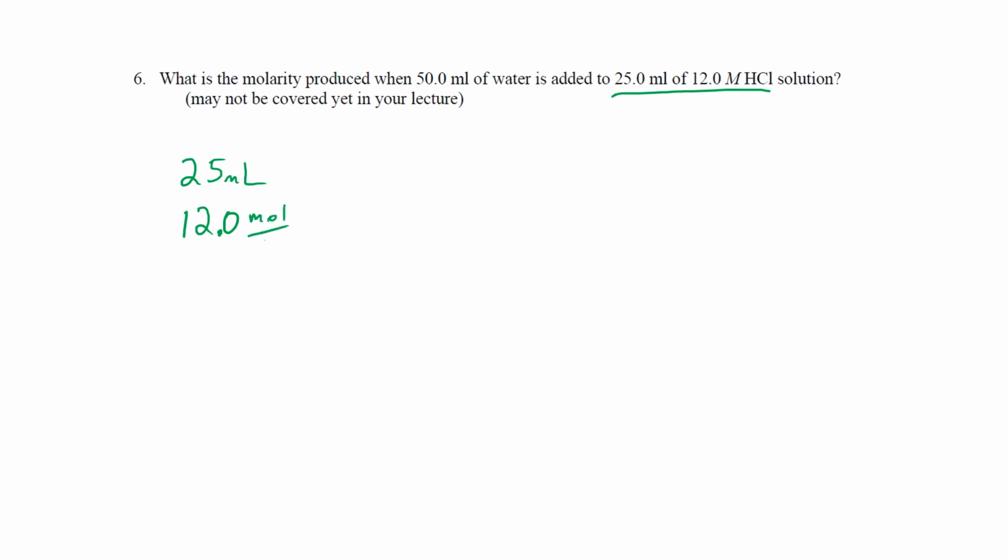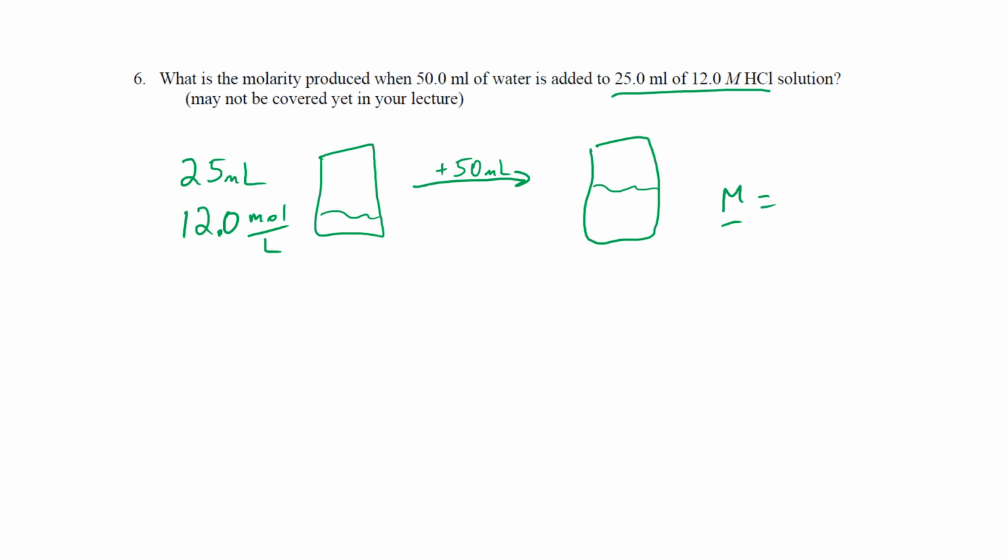This would be moles per liter. So here's my HCl solution, and I go ahead and I add 50 mLs. So what happens? My volume increases, and I want to know what the molarity now is at the end. Now, this is one of those things where if you haven't covered it in lecture, it won't be obvious off the top of your head. But once you cover it, you'll notice you're adding water. Adding water is a clear sign that you have a dilution problem.